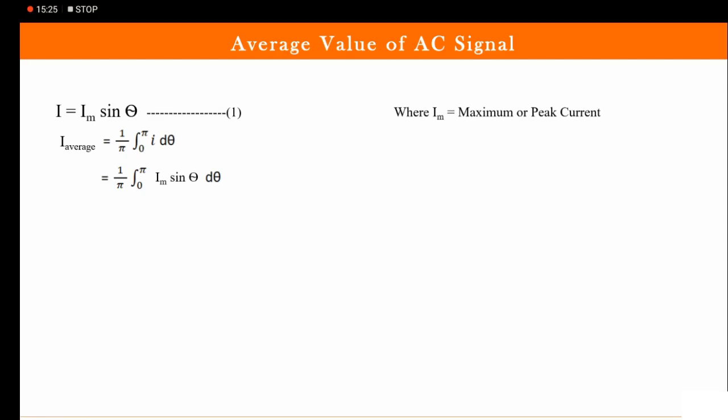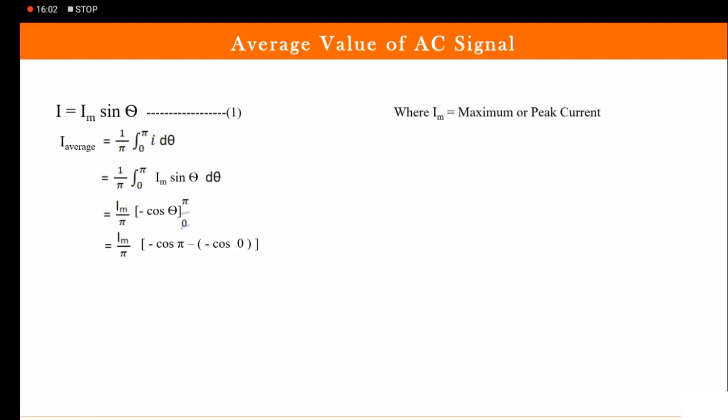Im is a constant value because it is the maximum value. So we will take Im out of the integration sign, and we will integrate sin theta d theta. What is the integration of sin theta? Come on, we have studied that in 12th. Yes, it is minus cos theta. So here you have Im outside, divided by pi was already there, and the integration of sin theta is minus cos theta, limit 0 to pi. So we will be putting the value of pi and 0. The equation becomes Im by pi [minus cos pi minus (minus cos 0)].